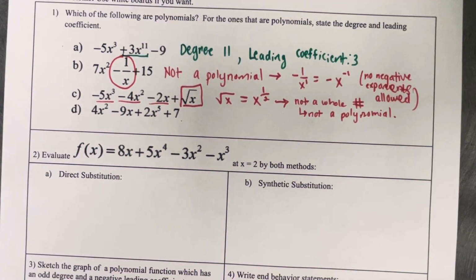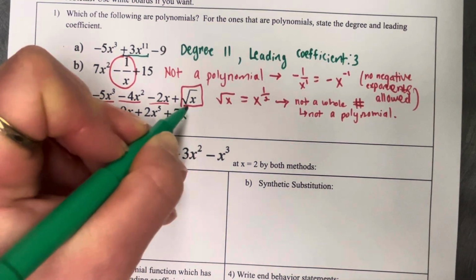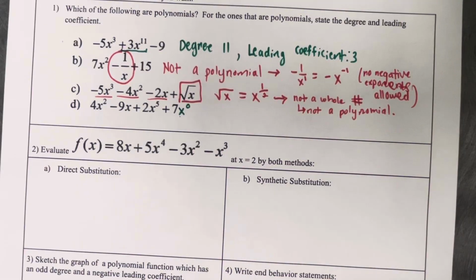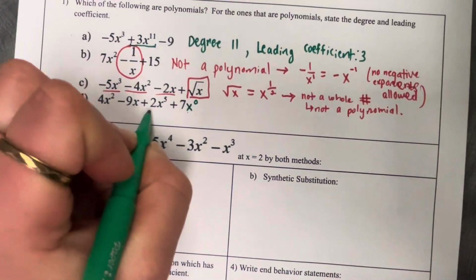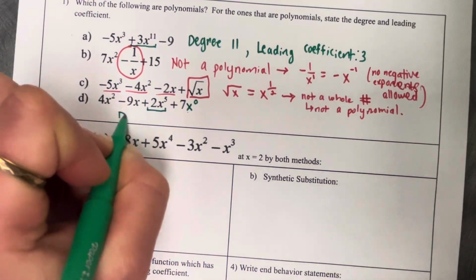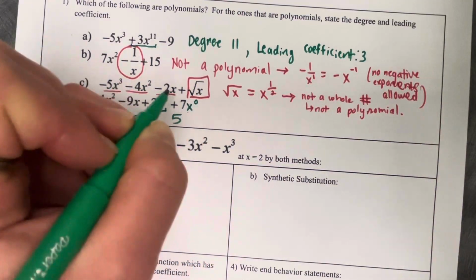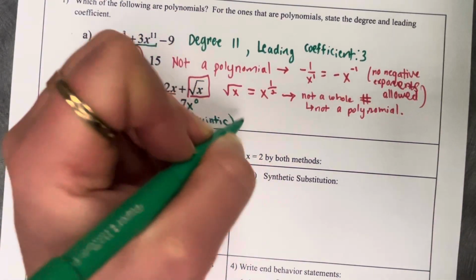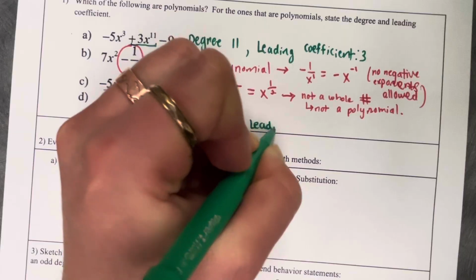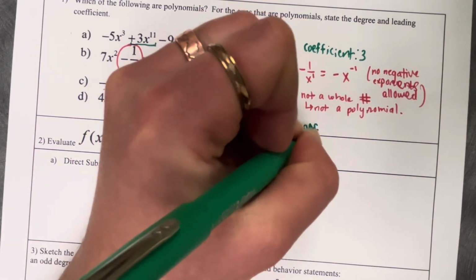And D, we have 4x squared minus 9x plus 2x to the 5th plus 7. Everything looks good here. Even though this is a constant, it's an x to the 0, if you think about it, because x to the 0 is 1. So we know that this is going to be a degree of 5, because that's the highest one we see. And we could call that a quintic. Again, not a vocabulary term we need to know, but just in case you're curious. We do need to know the leading coefficient. It's whatever's in front of x to the 5th, so that would be 2.